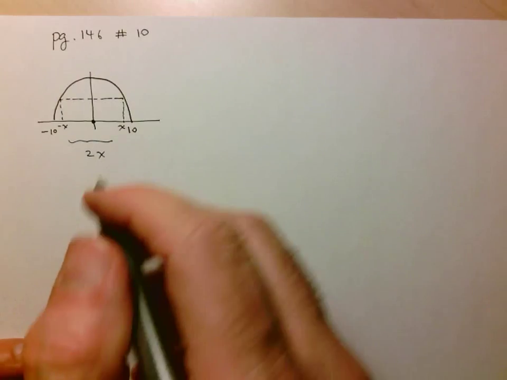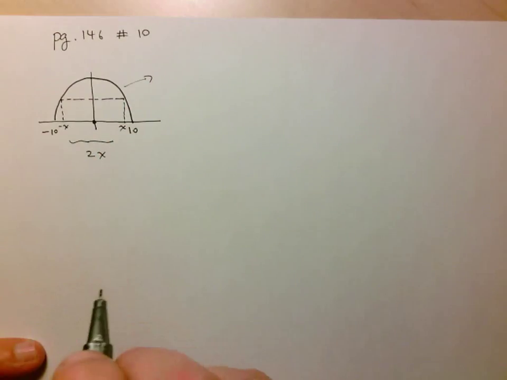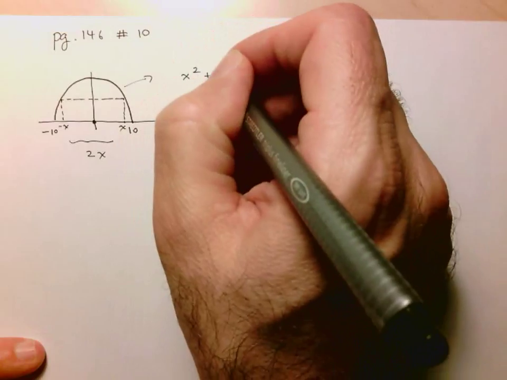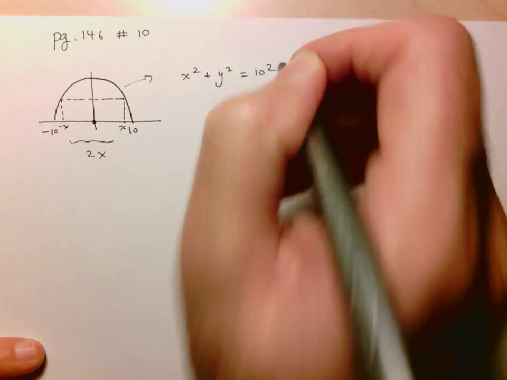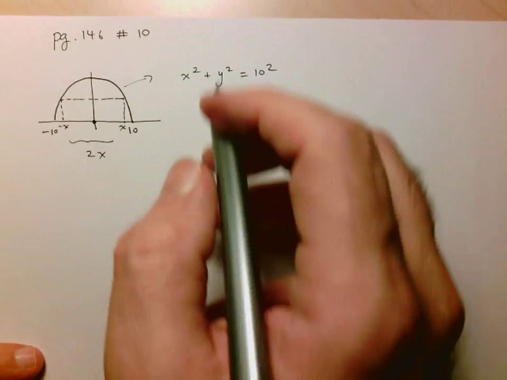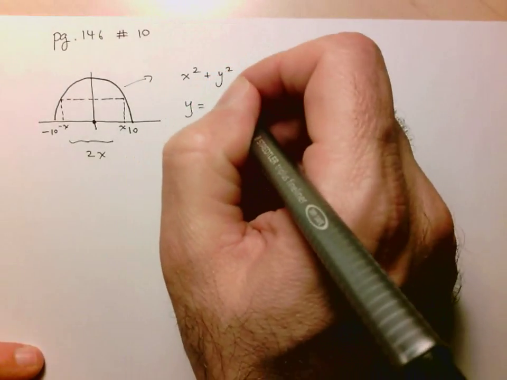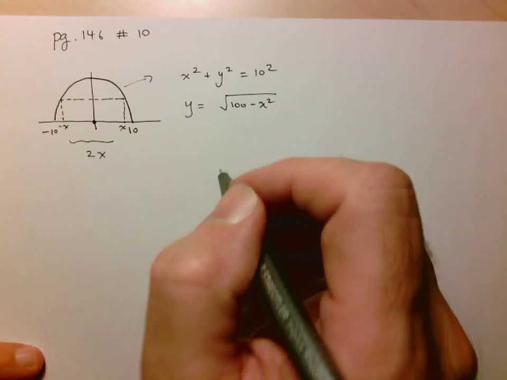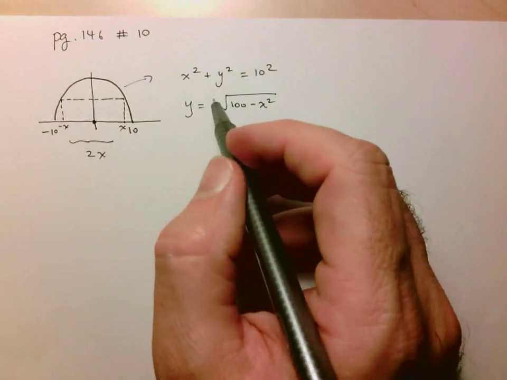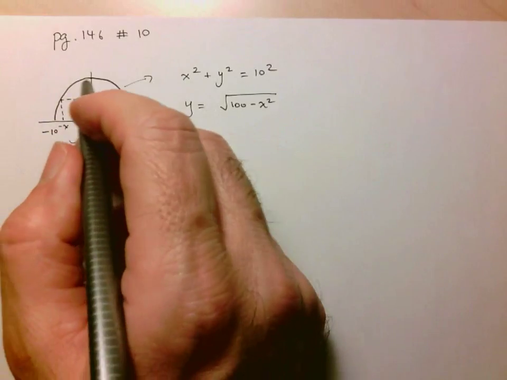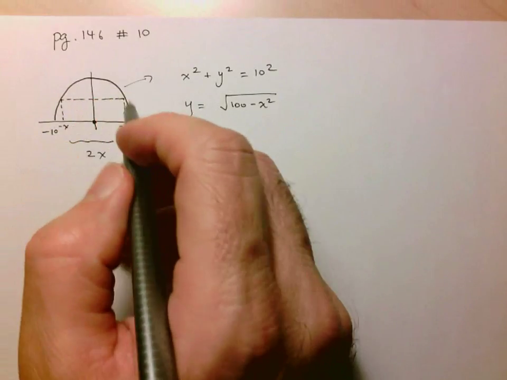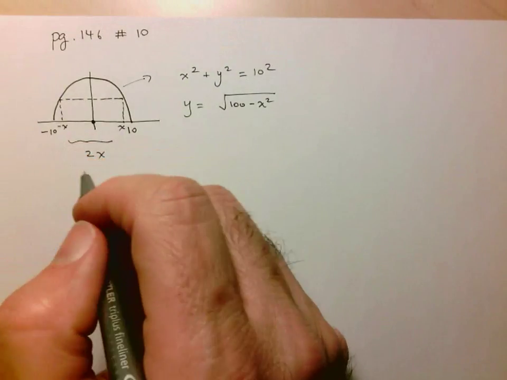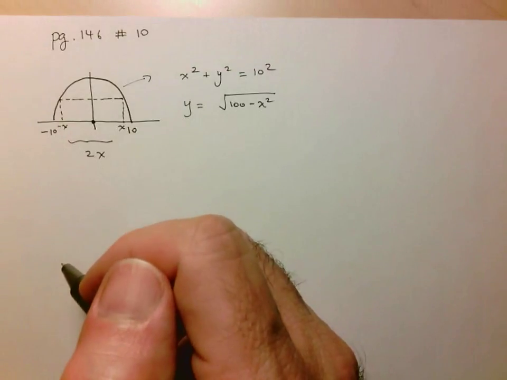So we're going to need a formula for this circle. Let's remember the equation of a circle centered at the origin is x squared plus y squared equals the radius squared. Here let's solve for y. So y is equal to the square root of 100, 10 squared, minus x squared. Now normally we'd be taking the positive and negative square root, but we only want the top half of the circle. So we only want those positive y values. So that's why it's just the positive square root. If I wanted the bottom half, I'd be taking the negative square root, the negative y values.